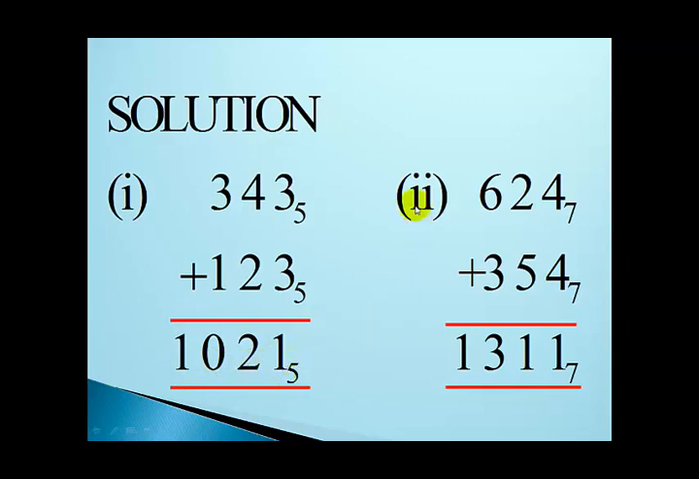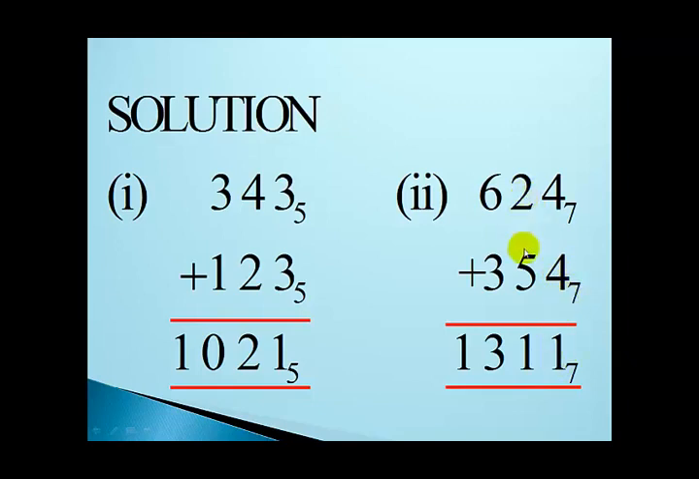Now II. 6, 2, 4 base 7 plus 3, 5, 4 base 7. Now 4 plus 4 equals 8. And 8 in base 7, the remainder is 1, and the number of group is 1.